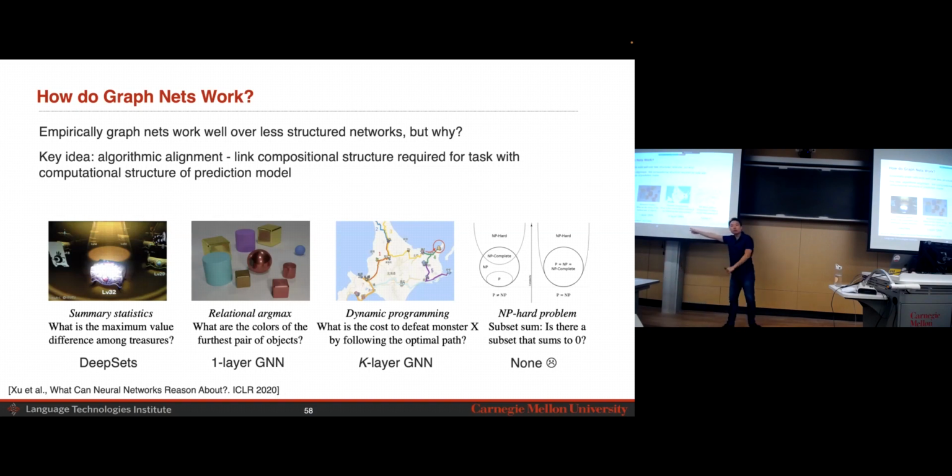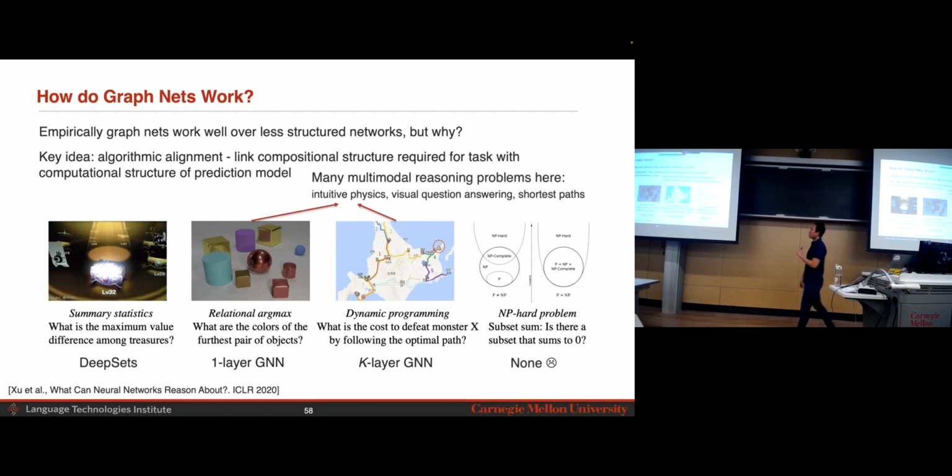If I need to do dynamic programming, if I want to find the shortest path from a source to all the other nodes in the graph, that requires me to iterate multiple times, right? That requires a k-layer GNN. And obviously, if you have an NP-hard problem, none of the neural network methods align best with it, because if you can design one, you're going to win every award in existence.